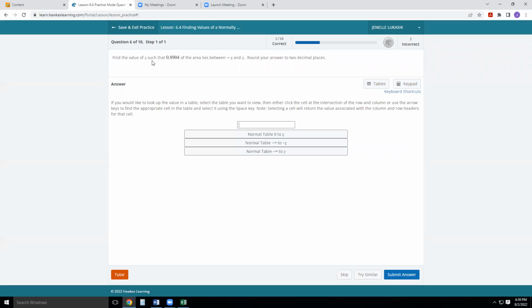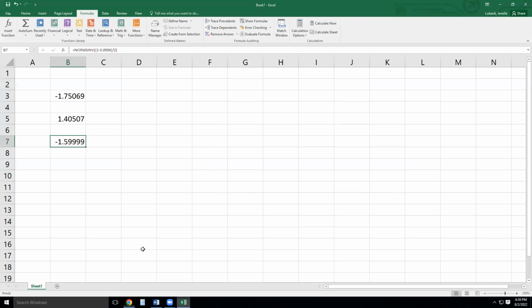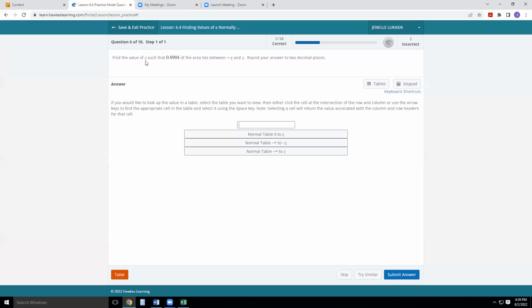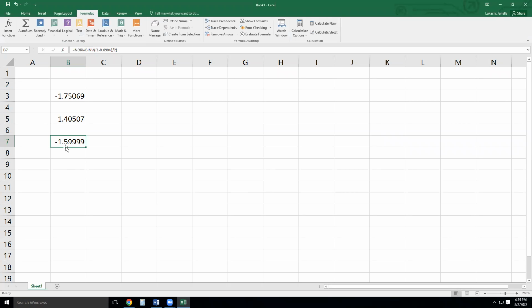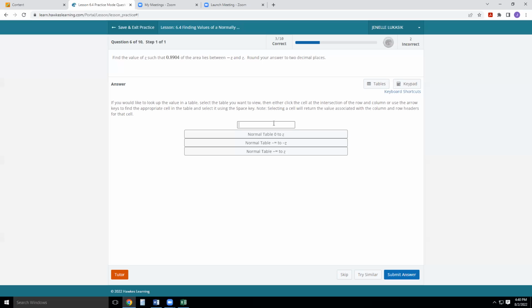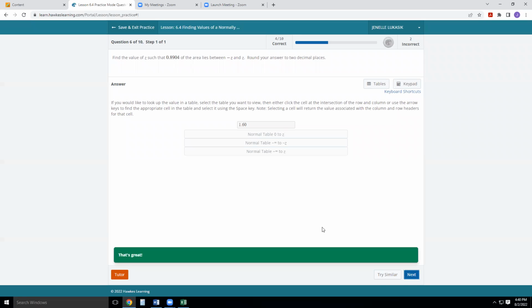When you look at it here, though, because it's between negative Z and positive Z, this would be obviously the negative Z. The positive Z would be the same number with a positive sign, and it wants the value of Z. In other words, it wants the positive Z. So we're going to use this. We're just going to take off the negative sign, so it's going to make it 1.60 when we round it. Okay, so I wanted to show you the between.